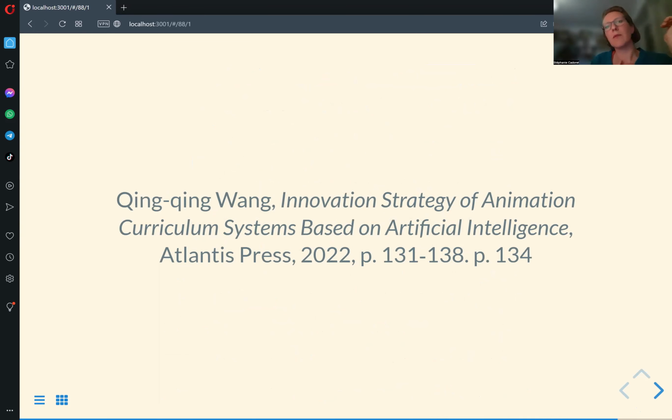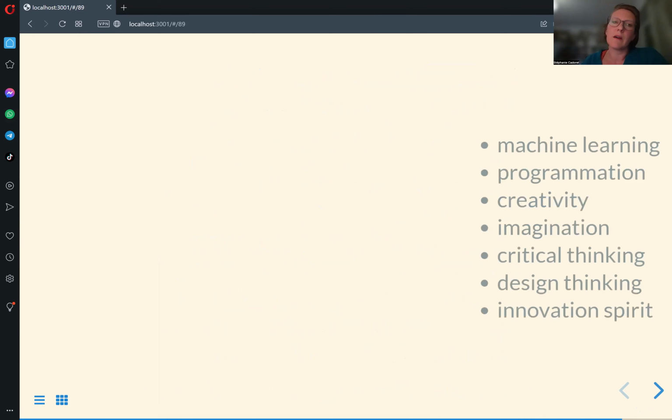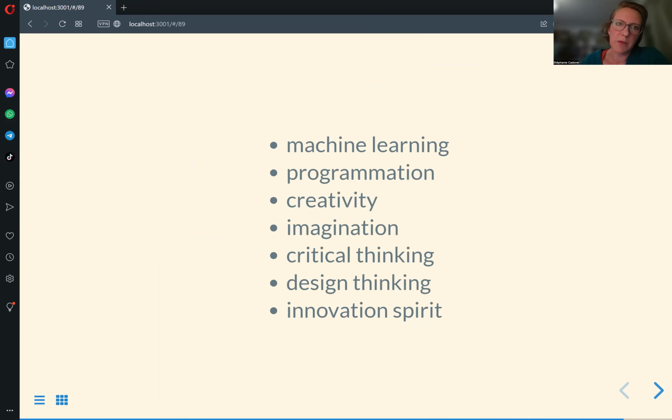Even the Chinese researchers proposed, on the one hand, to give machine learning basics to all people who want to work on animation production, but also to maintain creativity, imagination, critical thinking, and the student spirit of innovation. We should be implementing machine learning and maybe even basic programming in our arts and animation curriculum.